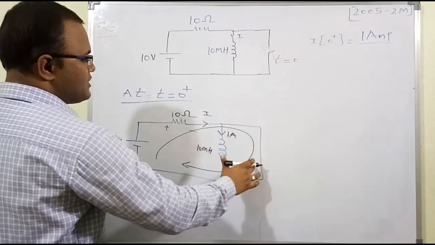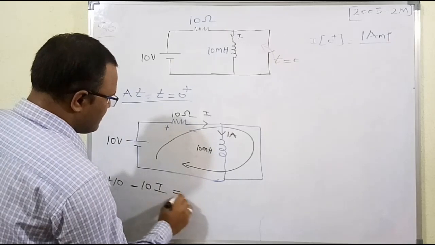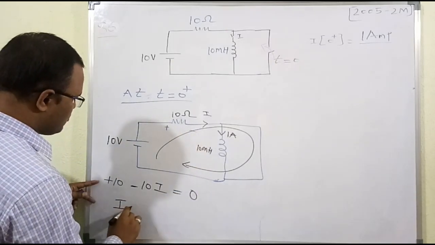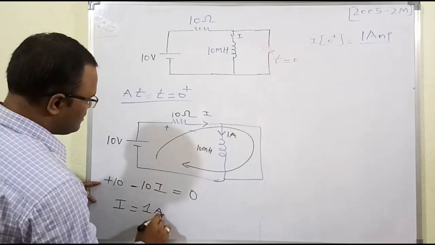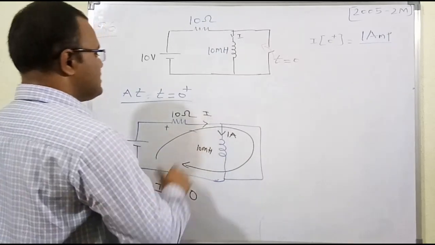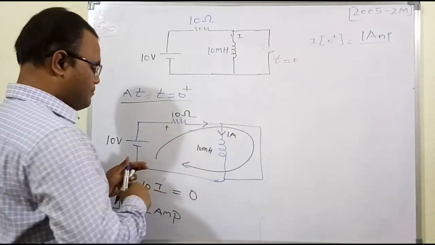So here there is no branch, so that's why the whole KVL is 0. So therefore I is equal to 1 ampere. So therefore the current in the 10 ohm resistor is also 1 ampere.